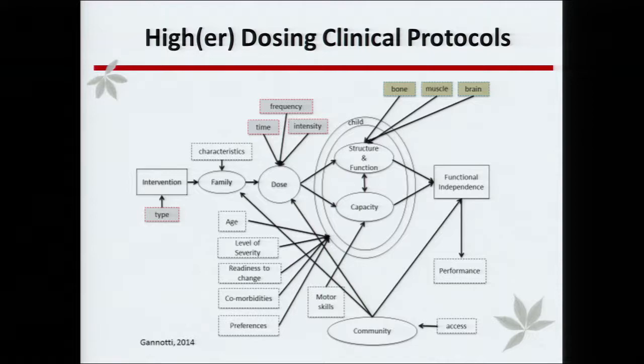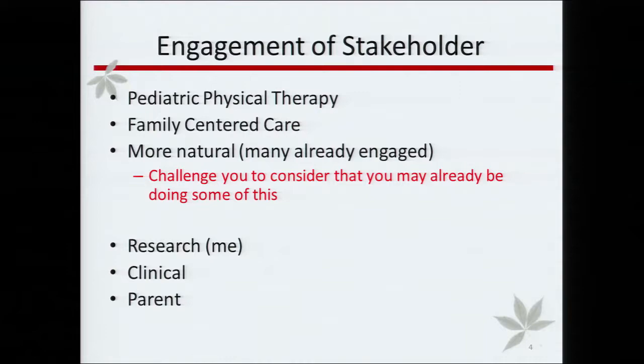So in the beginning of this project, the researcher was really me, and I was working on things like this, a theoretical path model of dosing. But if we look at the very end of this dosing model, the goal is functional independence for children with cerebral palsy to the best extent possible. And both clinicians in the clinic and parents have that same goal too. So that is where we started.